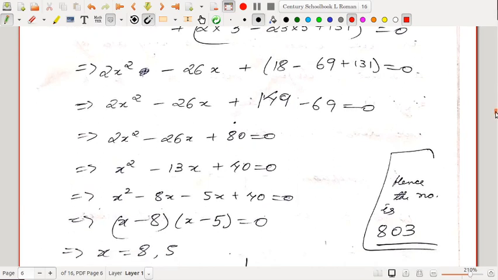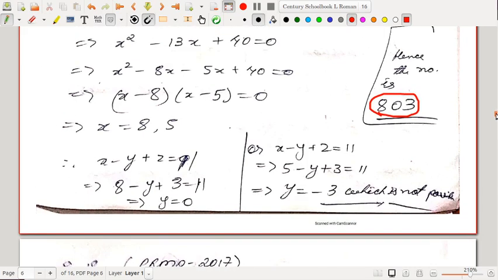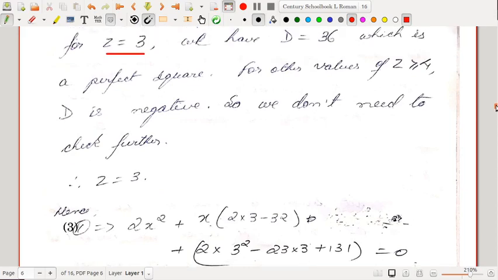Okay, so you have to check which value works. We already have x minus y plus z is 11, so if you put the value of x as 8 and z as 3, y comes out to be 0, and if you put the value of x as 5, y comes out to be negative, which is not possible. Hence the number is 803. Okay, this is the number, right? So you see that we needed only the concept of quadratic equation to solve this problem. Okay, nothing much more.